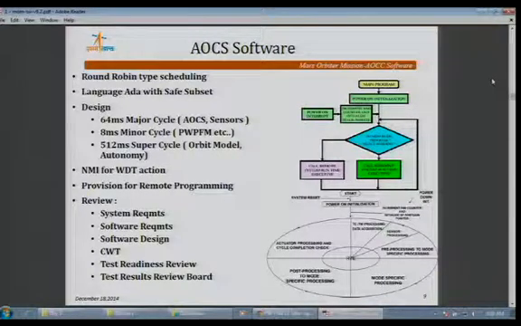And there are provisions for remote program, and various reviews are there: system requirements, software requirements, design, code walkthrough, and test readiness review and test results review board. All this ensures that the software development and testing process is in place.